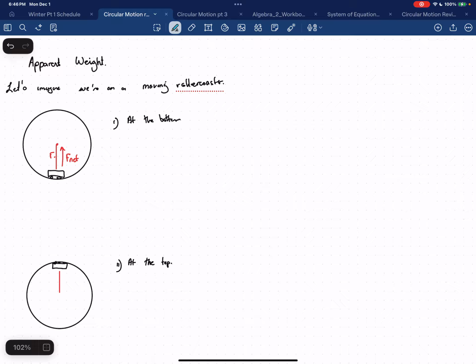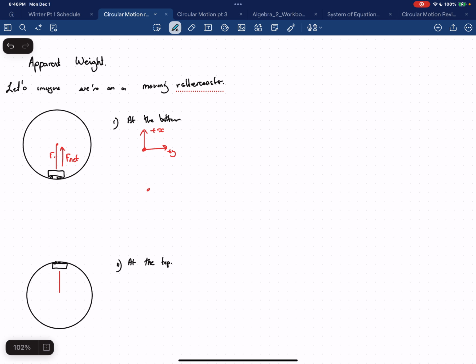Let's draw a free body diagram. We're in the vertical plane, so our x-axis points towards the center. Apologies, positive x is this way. At the bottom, positive x will be that way. I know this is weird. So that's my coordinate system, and then y is just tangent to it.